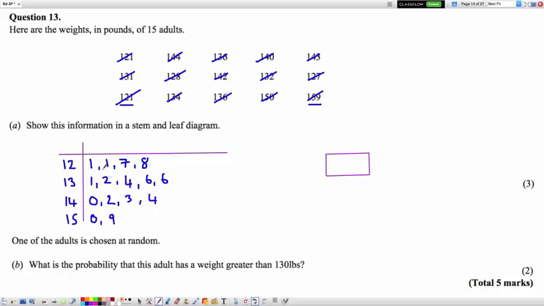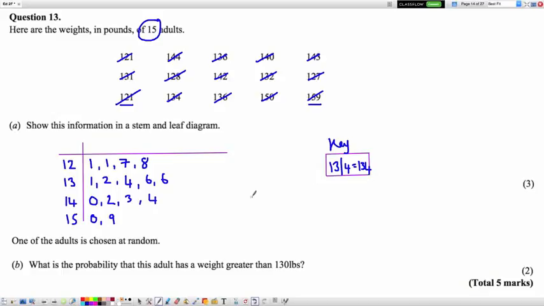Before we move on, let's just count the numbers we have here in the right-hand side part, which is the leaf. 1, 2, 3, 4, 5, 6, 7, 8, 9, 10, 11, 12, 13, 14, 15. Good. That corresponds with the number given in the question. It means we haven't missed any of our values. Before we move on, we need to complete the key to show what this table means. So for example, 13 | 4 equals 134.